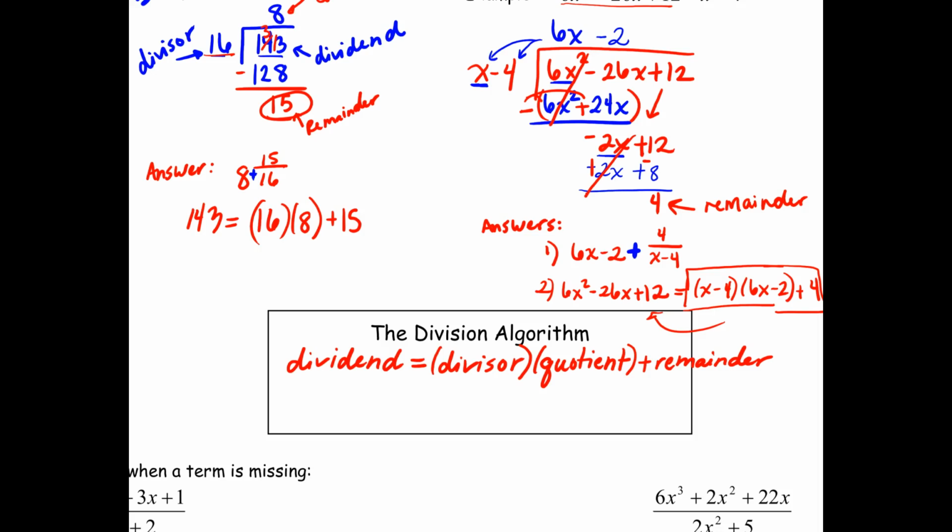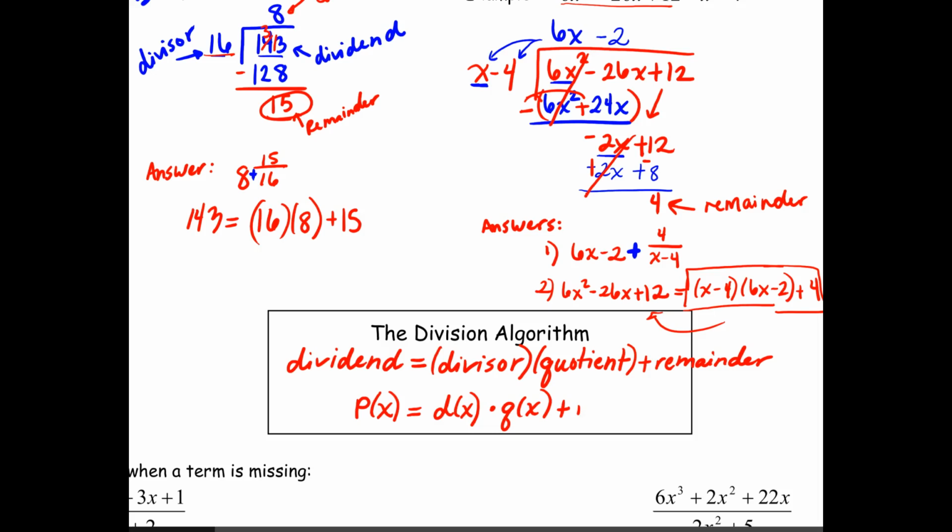You might see it in function notation, the division algorithm, so just so you know what this is equivalent to. Sometimes the dividend is called p of x. So the polynomial that you're dividing into is equal to the divisor, d of x, times quotient of x, plus your remainder, r of x. Now, you don't have to memorize it in function notation. You just need to memorize the division algorithm or how it works, so you are always ready to check your answer. Any questions about that so far?